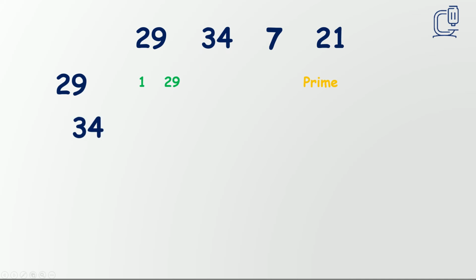Let's look at number 34. It's an even number, so it can be divided by 2. And we know the factors of 34 are 1, 2, 17 and 34. Therefore, it is a composite number.